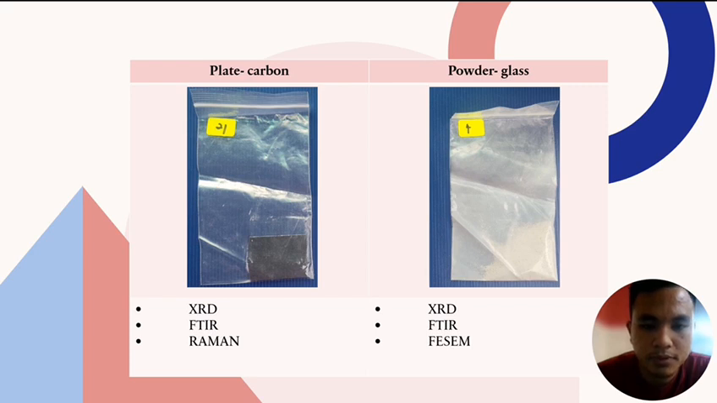Today I would like to present the standard procedure about my process technique. Sample 21 is a plate component that involves X-ray diffraction, Fourier transform infrared spectroscopy, and Raman spectroscopy. Sample 4 is powder glass, which involves the techniques X-ray diffraction, Fourier transform infrared spectroscopy, and field emission scanning electron microscopy.